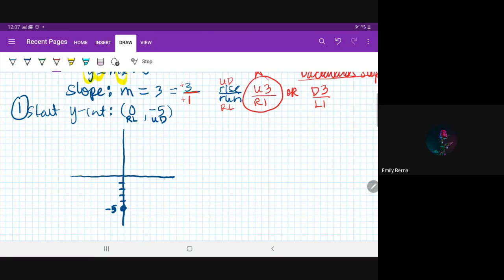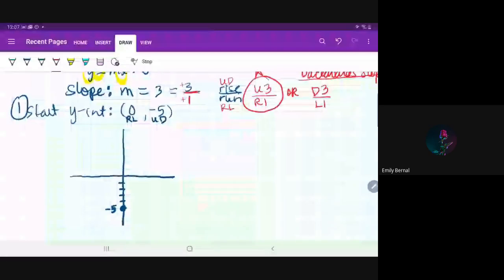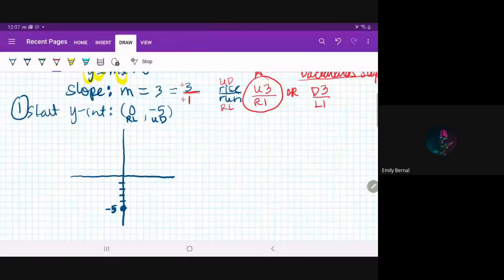So 1, 2, 3, 4. It's just because the spot where I am, you guys are going to get confused if you do this after me. So I just want to make sure you guys are where I am too in the problem.